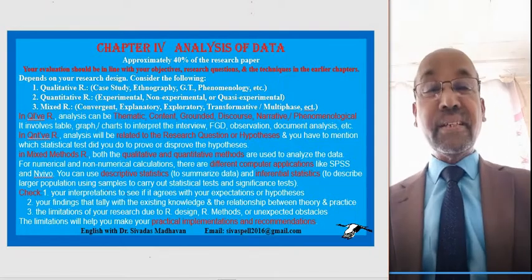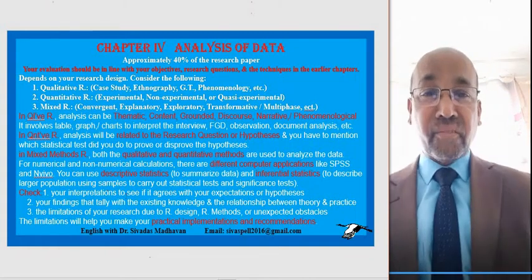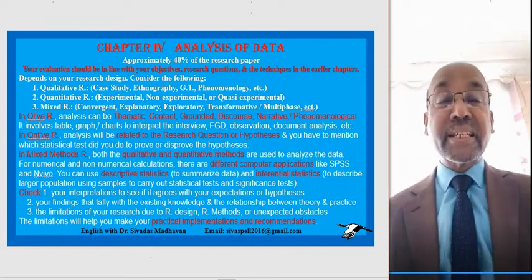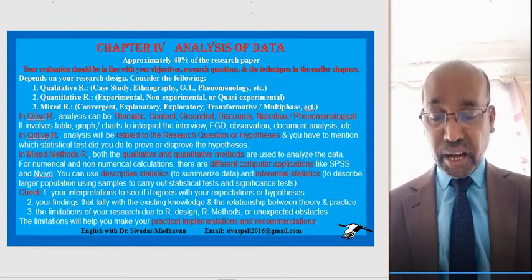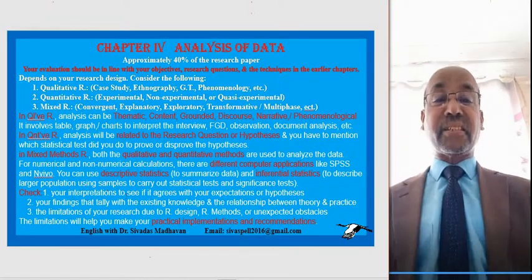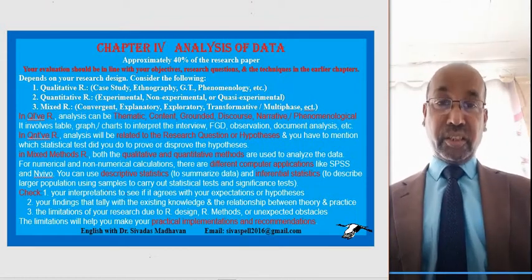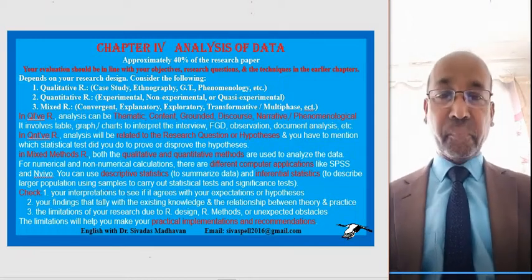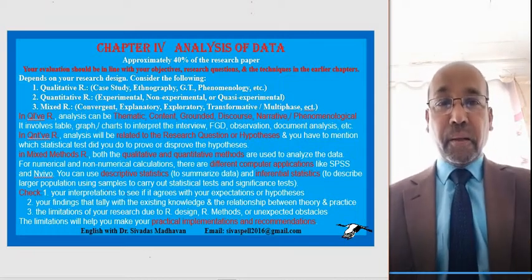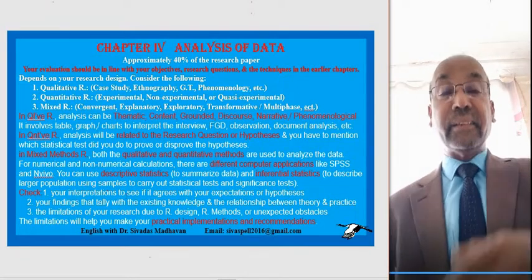And number 3, the last one, is the limitations. Whatever type of research you consider, there will be limitations. And these limitations may be due to research design, research method, or even unexpected obstacles may come in the way of the research. That is, the constraints, or the troubles, the bottlenecks, etc. So they come as the limitation.